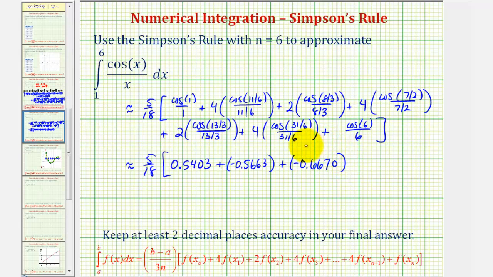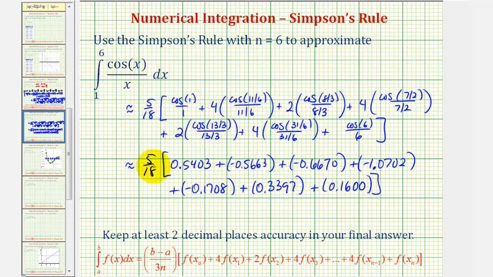And to save some time, I've already determined the rest of these values. You'd have plus negative 1.0702 plus negative 0.1708 plus 0.3397, and finally plus 0.1600.